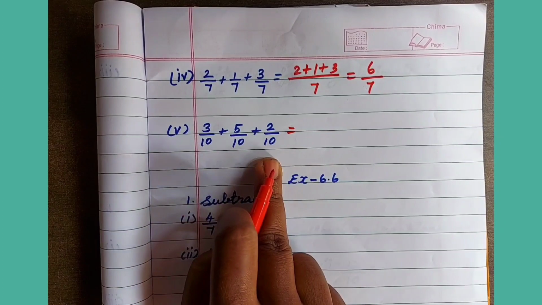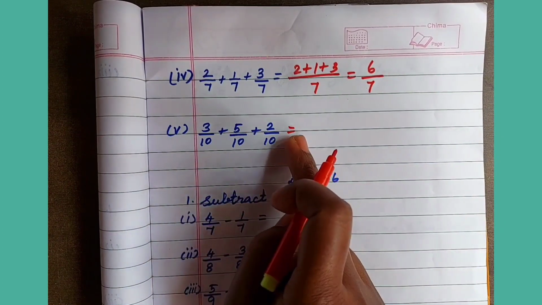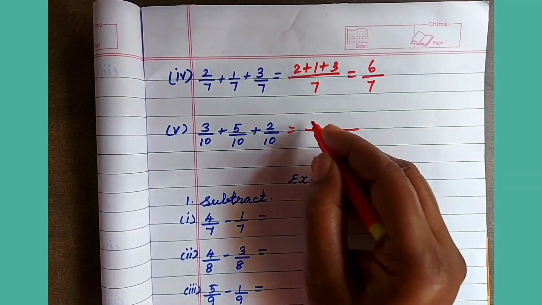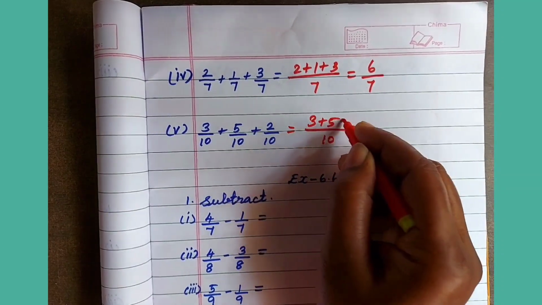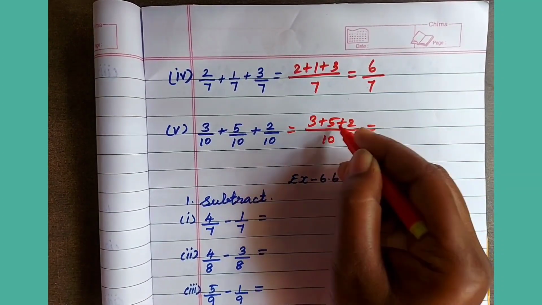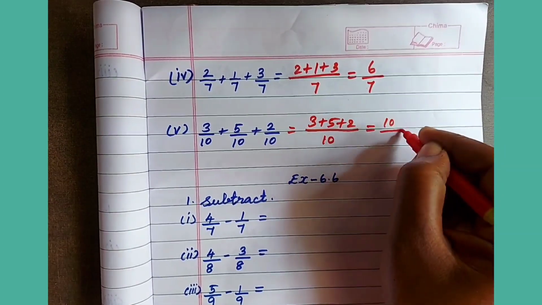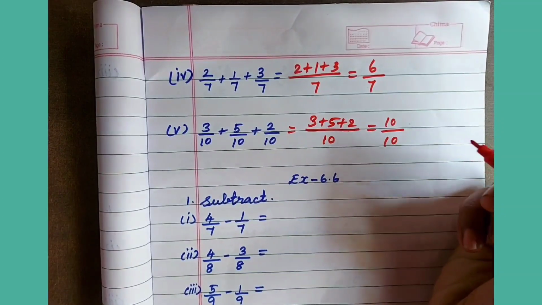Next, 3 values are given, and the denominator value is the same. So we write the common denominator value 10, then 3 plus 5 plus 2. So 3 plus 5 gets 8, 8 plus 2 gets 10. So 10 divided by 10 is the answer.